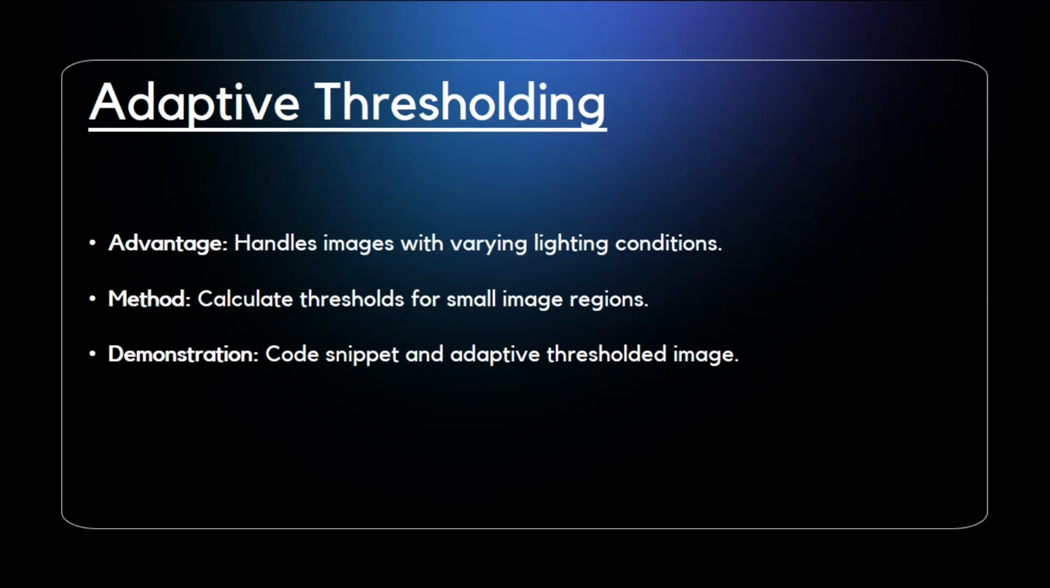See the example which compares global thresholding and adaptive thresholding for an image with varying illumination.